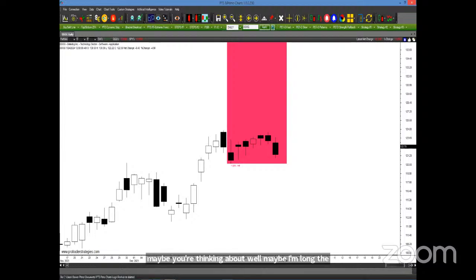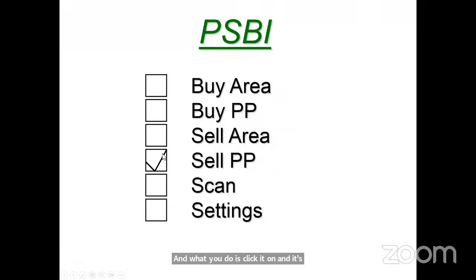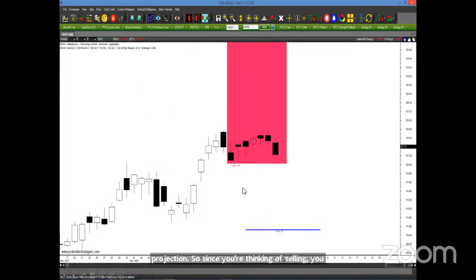Well, on our platform, we have another tool specifically associated with the PSBI. What you do is click it on, and it's called our price projection. Since you're thinking of selling, you click on Sell PP for price projection, and this will automatically display. According to an algorithm, it's telling you most likely where the stock should go. Now, it's not written in stone. It's not telling you to buy here. It's not telling you this is where to cover your short. But this is a high probability benchmark of the area in which the stock should go. So that's good enough for you.